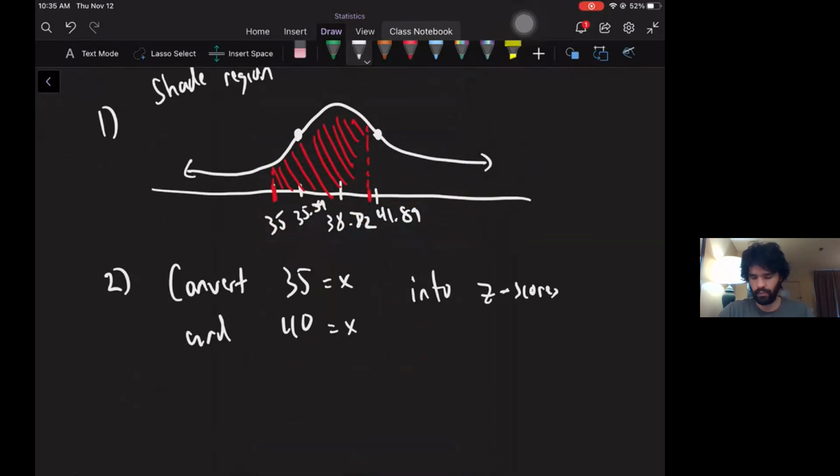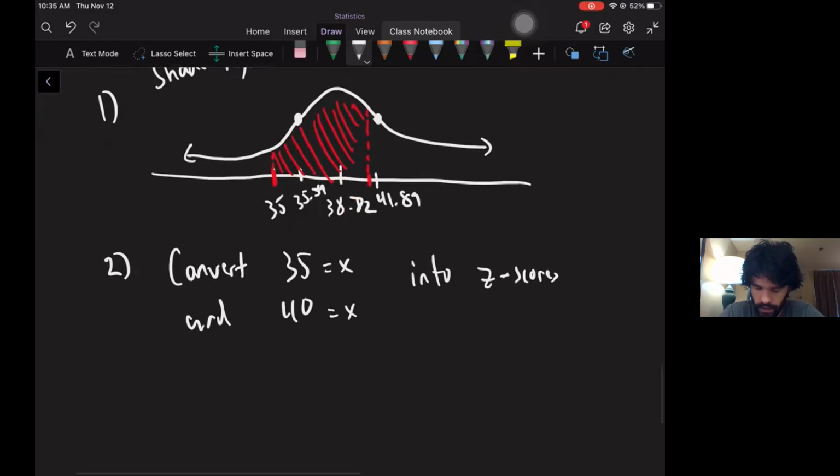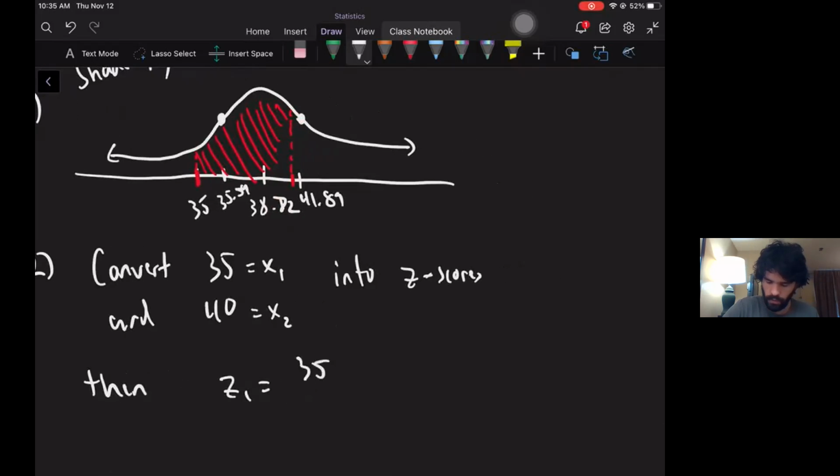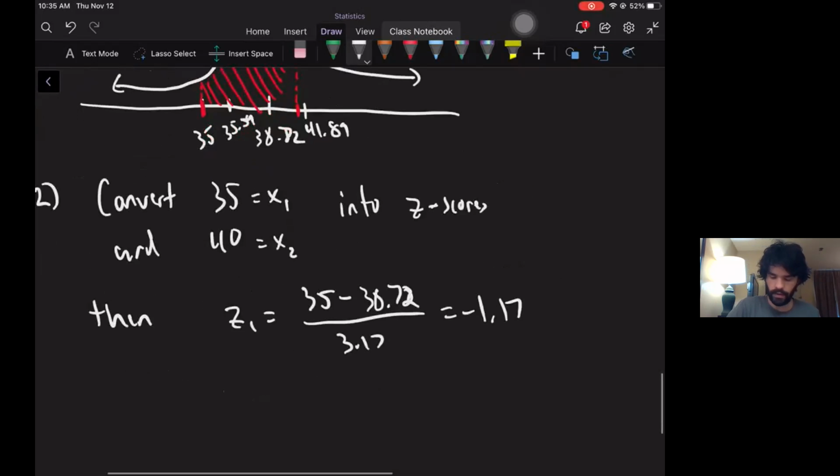But because there's two values of little x that the random variable is going to be in this situation, what people do is they call them x1 and x2. So you put a little subscript to keep them separated. And then the z-scores, you'll call them z1 and z2 to keep track of which goes with which. So I'm going to find the z-score for 35, which we already did earlier. Let me write it here. So it's negative 1.17. And then I'll find the z-score for 40. Same exact process.